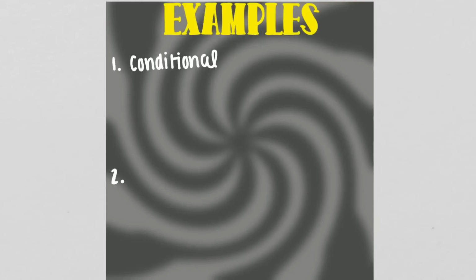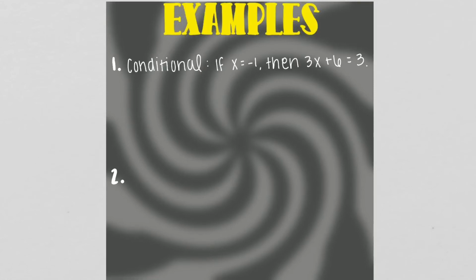So we're going to jump straight into some examples. I'm going to write the conditional statement for each of them. I'm just going to abbreviate it as conditional, because we need to first label our P and our Q. This conditional statement is the one we already used earlier in the video: if x is equal to -1, then 3x plus 6 equals 3. Let's label our P and our Q. Remember, P comes right after the word if, so our hypothesis, or the P here, is x is equal to -1. The Q, or the conclusion, comes right after the word then. So the Q here is 3x plus 6 equals 3.